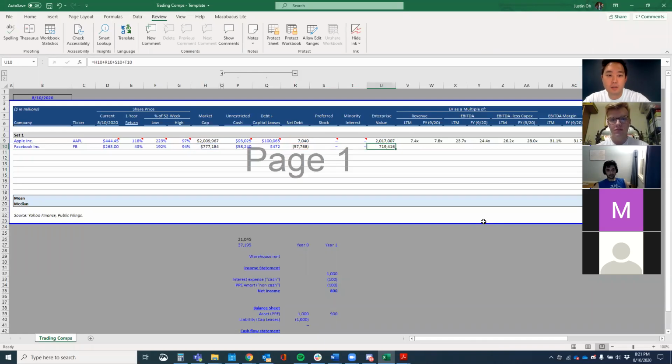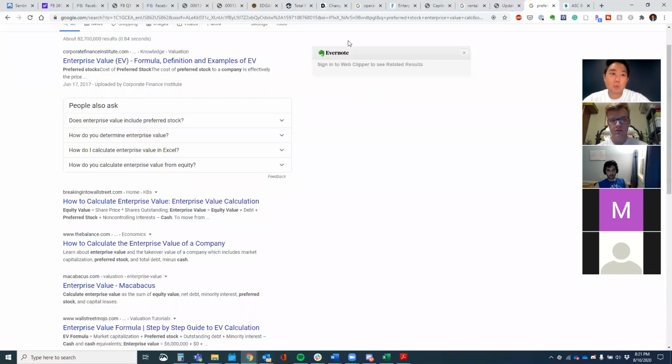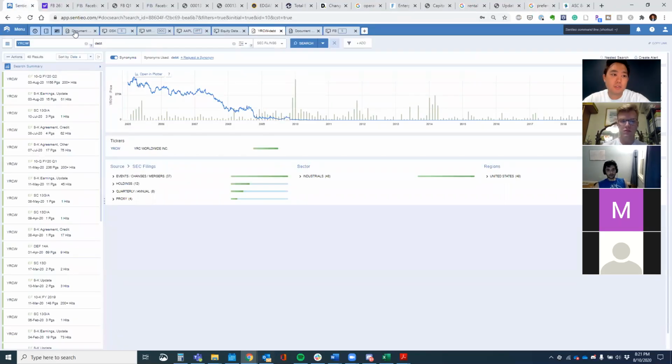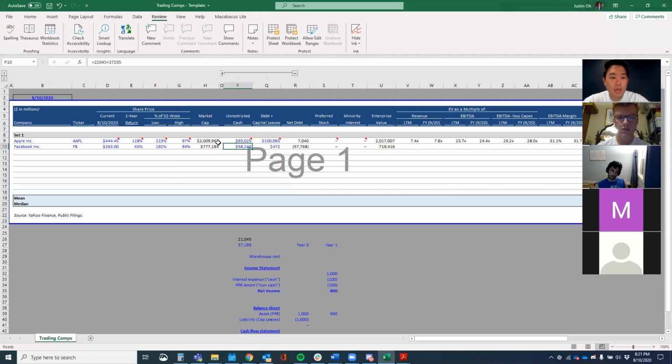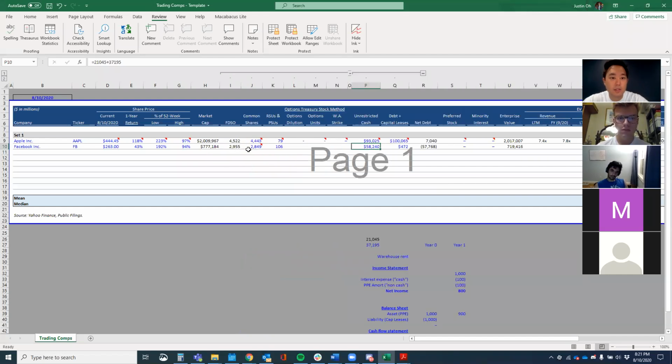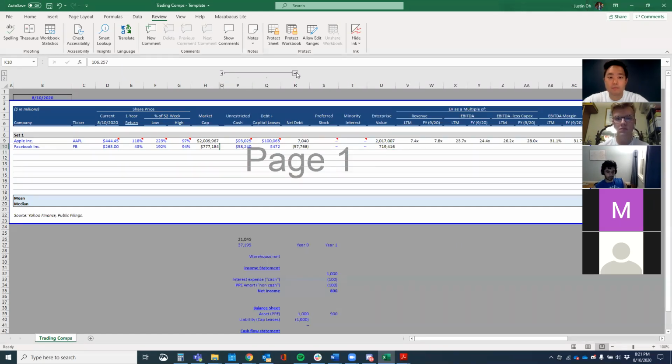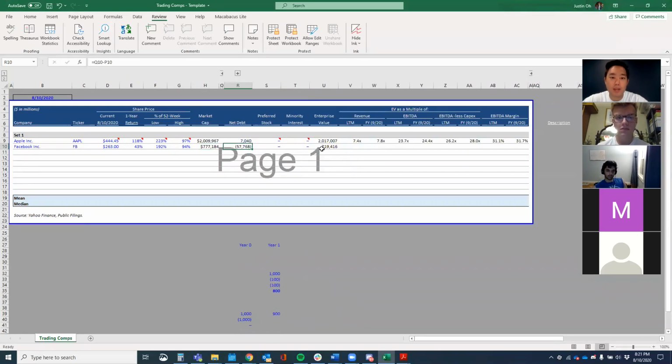So now we see total enterprise value of Facebook is 719 as we calculate it. And what does Sentio have? 691. Yeah. So the difference is, remember, they didn't calculate the dilutive value of the RSUs, PSUs. Cool. So we have our market cap, our net debt, and preferred, none of this. And then now we have enterprise value.